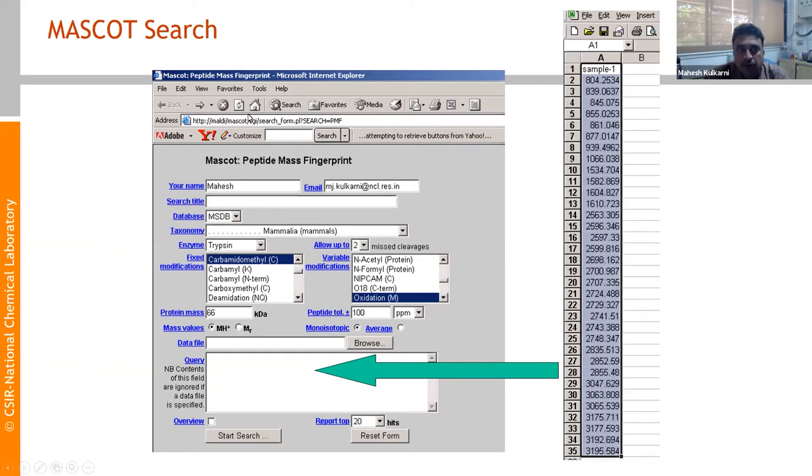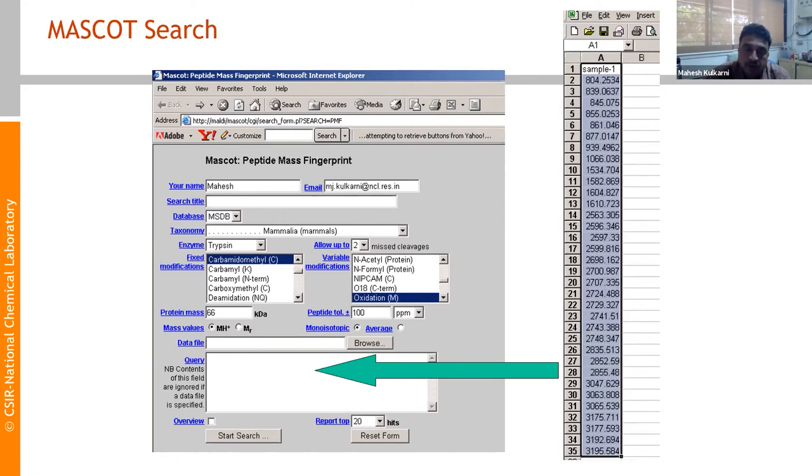Mascot is one of the widely used search engines. So you submit these peptide masses as a query, and you need to give all this information: your name, email ID, and the taxonomy from which source you have isolated the protein, and the enzyme. During digestion of a protein, one of the processes we do is denature the protein by reduction and alkylation. As a result, the cysteines are modified by carbamidomethylation, and the methionines are oxidized, which is a variable modification.